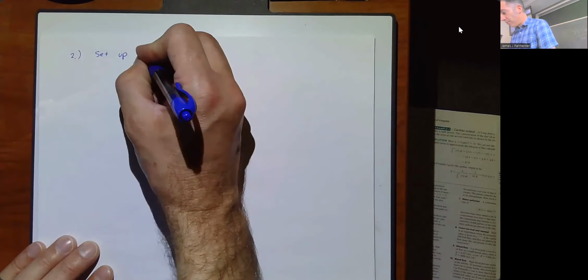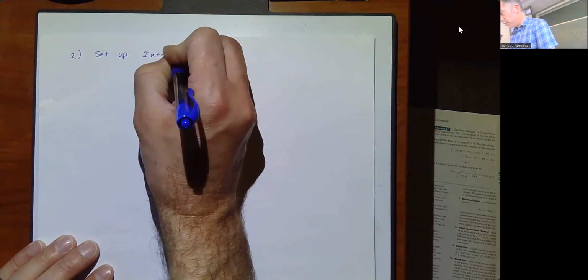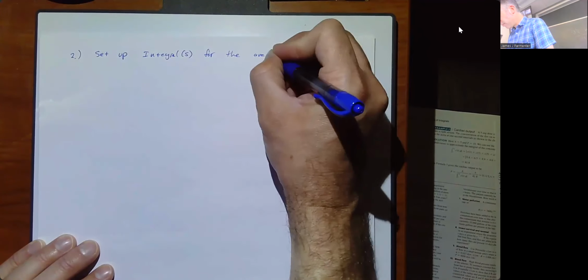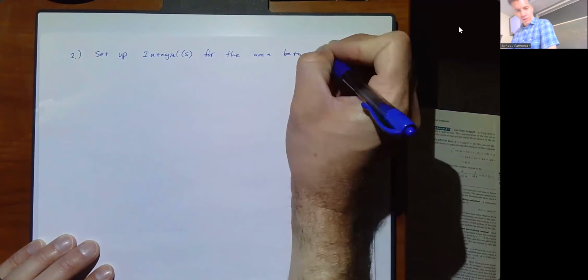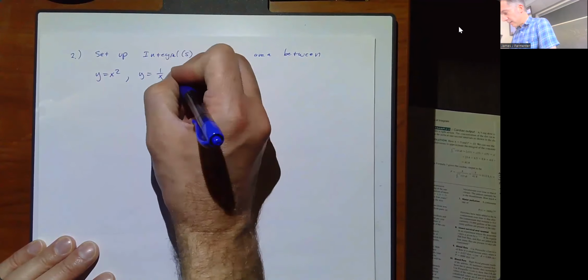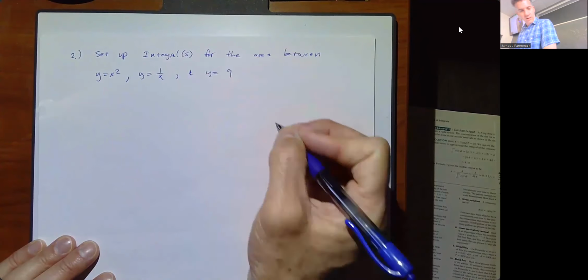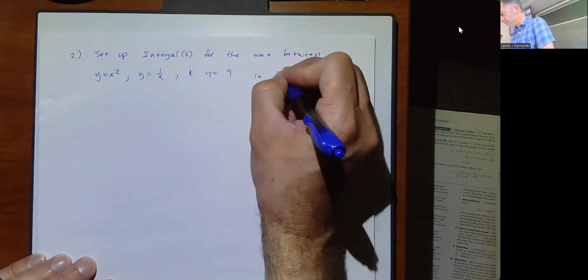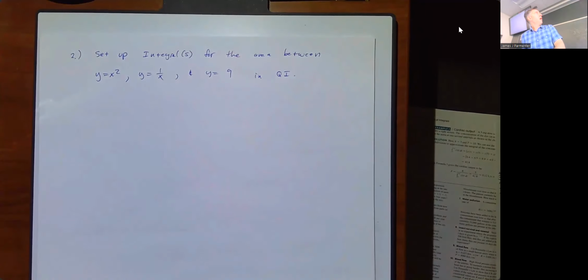So let's set up integrals for the area between the following curves: y equal to x squared, y equal to 1 over x, and y equal to 9. In the first quadrant, I don't have to worry about any other quadrants. I will say, when you have more than 2 curves that you're dealing with, you really have to draw a picture. With just 2 curves, you can set them equal to each other and find where they intersect. With more than 2, you have to draw it to see what's happening.